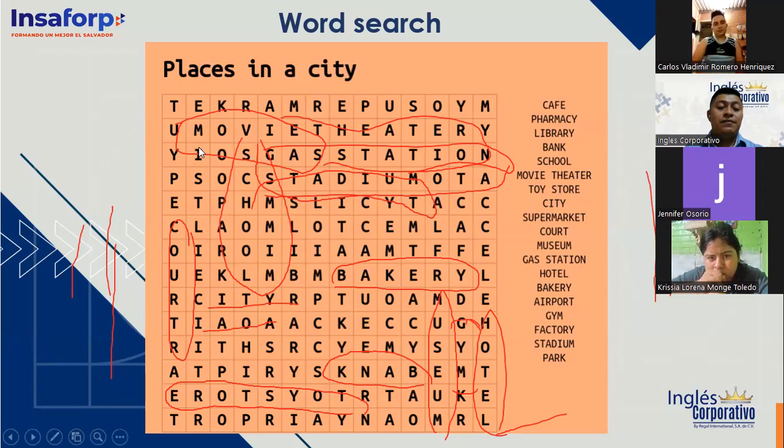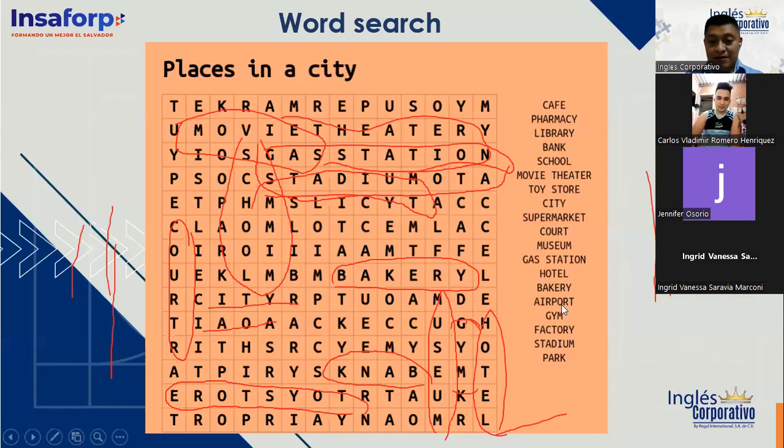Carlos, what is your question? No, teacher, in my neighborhood, we have an airport, Ilopango. Okay, the airport. Great. In my neighborhood, there is a Walmart and a gas station. Okay, yeah. So you have a mall there, right? Oh, Walmart is a supermarket, isn't it? It's a supermarket, right? Yes.